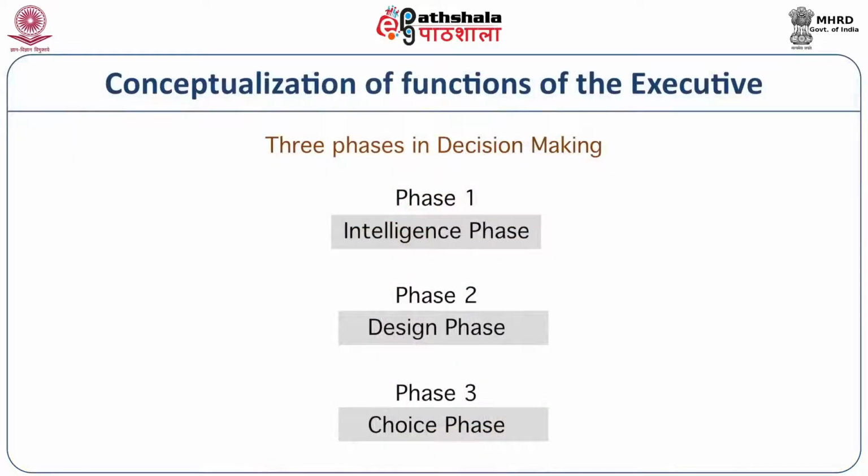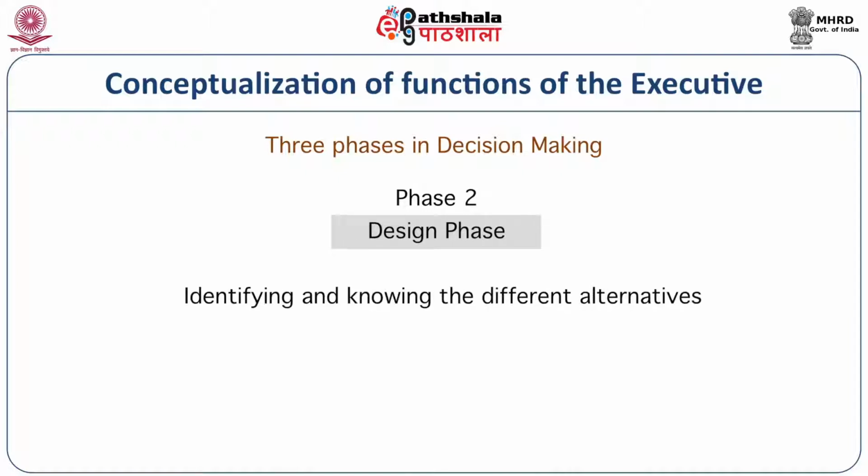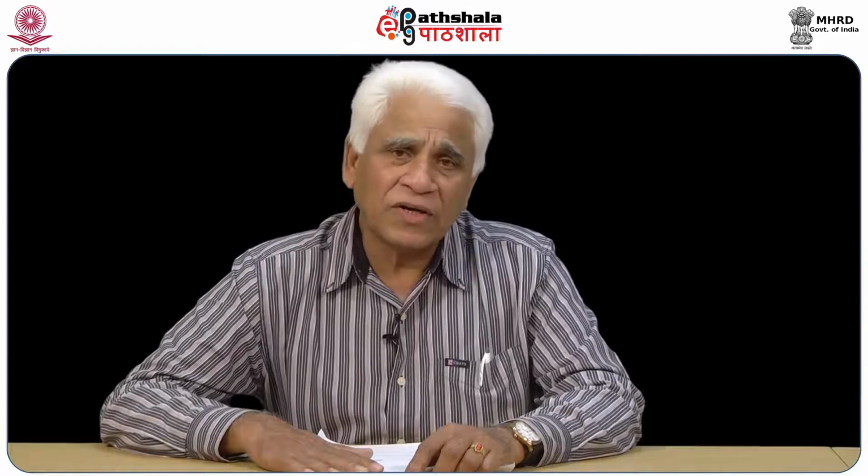Simon says there are 3 phases in decision making. The first phase of decision making is the intelligence phase. The second phase is the design phase. The third phase is the choice phase. Now, in any typical decision making, these things may not be logically happening in the same sequence. But for our analytical reasons, we may divide decision making into 3 areas, 3 steps.